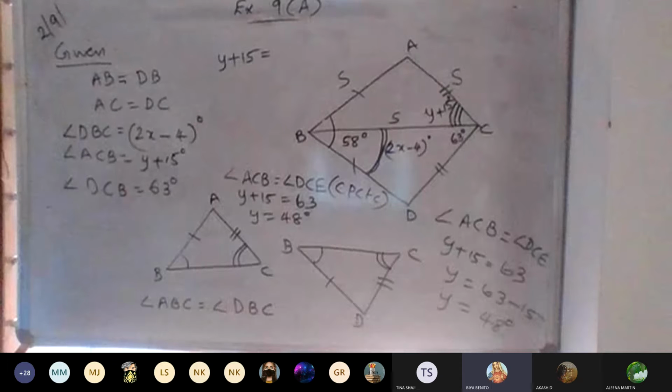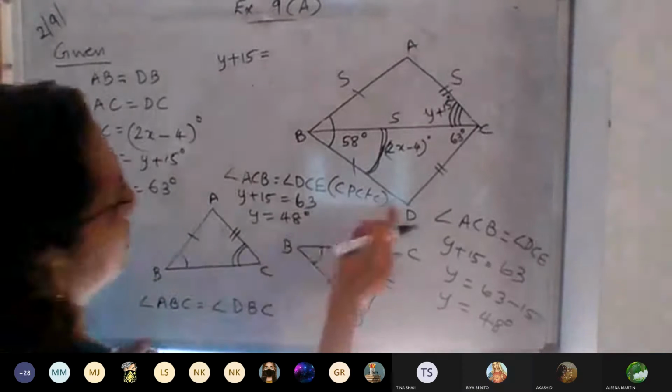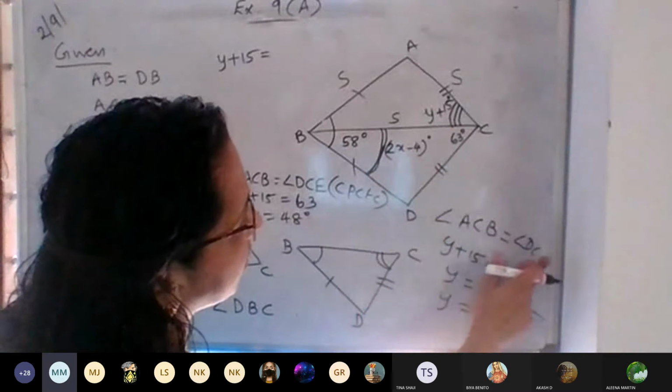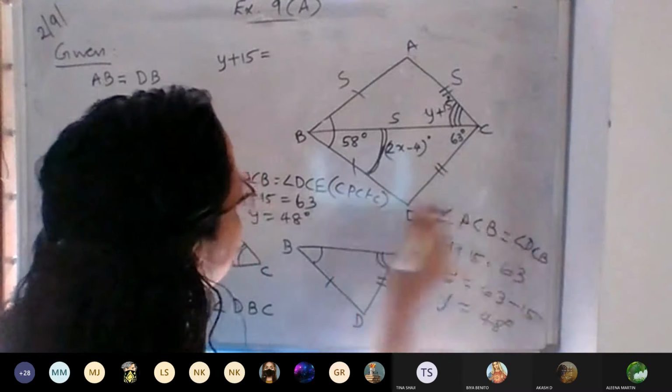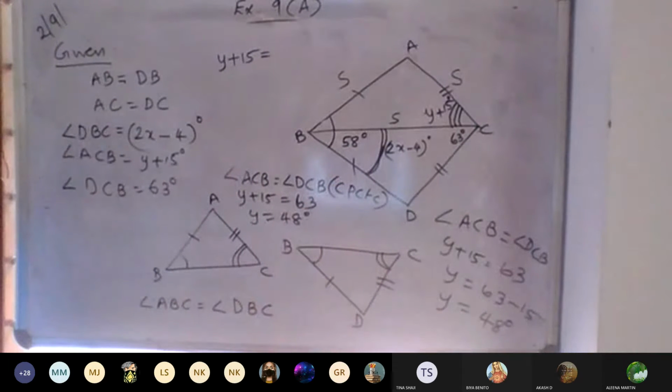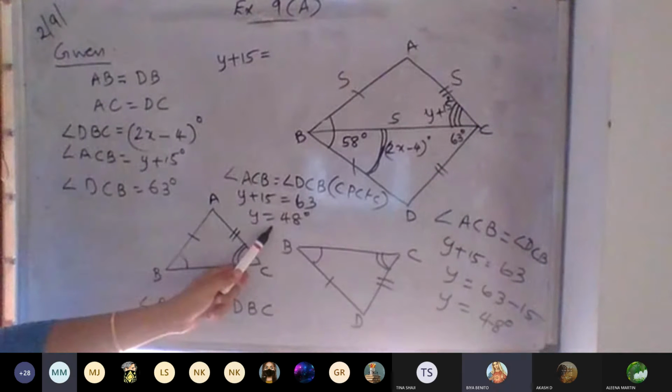Okay. Ma'am, angle ACB is equal to angle DCB only. Where? ACB is equal to angle DCB. Sorry. I wrote here DCB. Okay. Then also up to this completed, no? Yes, ma'am, completed.